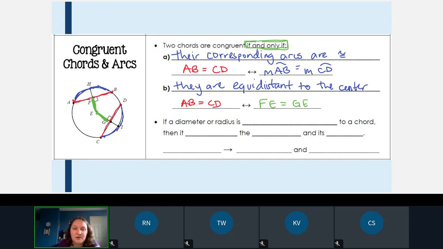Now, if you have a diameter or a radius that is perpendicular to the chord, okay? Perpendicular, of course, means it intersects it at a 90-degree angle. If it's perpendicular to a chord, then it bisects the chord. Oh, there's a word we haven't heard in a while. Bisect means cut in half. So it bisects the chord, and it bisects its arc.